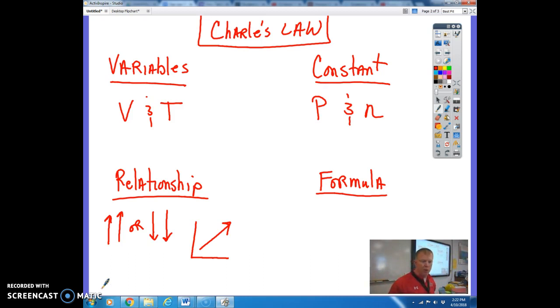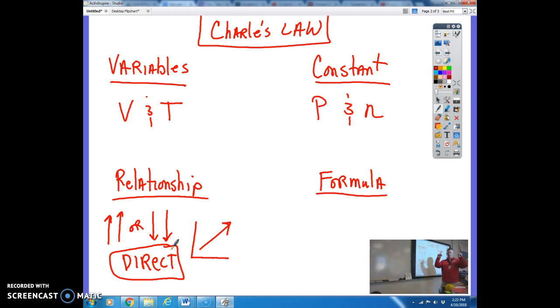So you have what we call a direct relationship. A direct relationship is when both variables are headed in the same direction. Temperature goes up, volume goes up. Temperature goes down, volume goes down. Okay? It's kind of like a relationship if you have a job. The more hours you work, the more money you make. That's a direct relationship. The less hours you work, the less money you make.